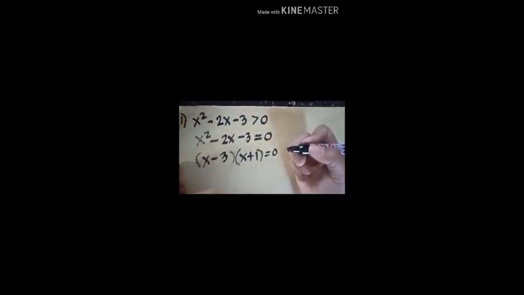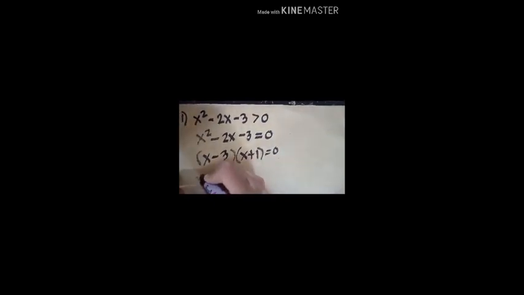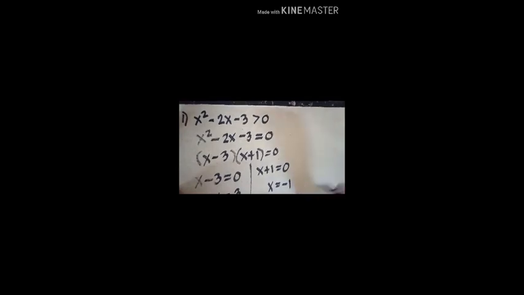Okay? So, next is for us to solve the resulting linear equations by applying the ZPP or the zero product property. So we have x minus 3 is equal to 0. Then we also have x plus 1 is equal to 0. So therefore, our first value would be 3 and our second value would be negative 1. So, itong na-solve nating values ng x, yung solutions na na-solve natin, i-plot natin ngayon sa number line.